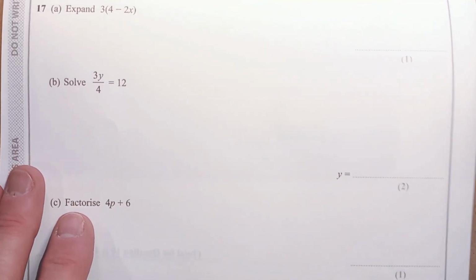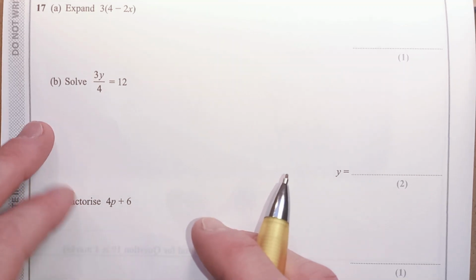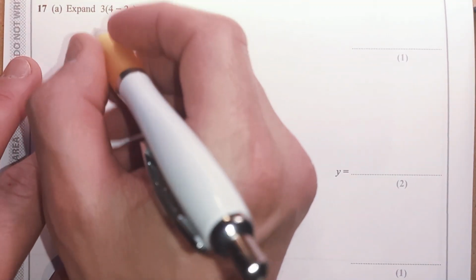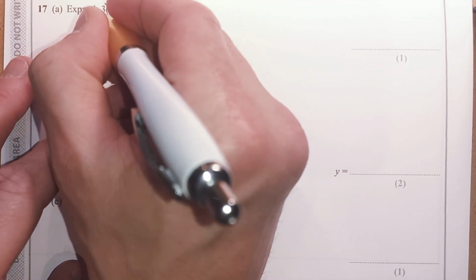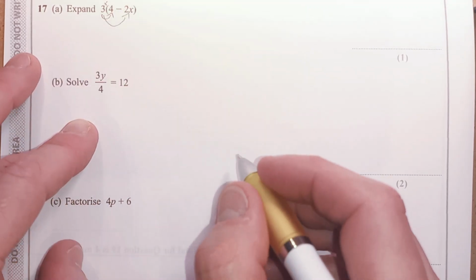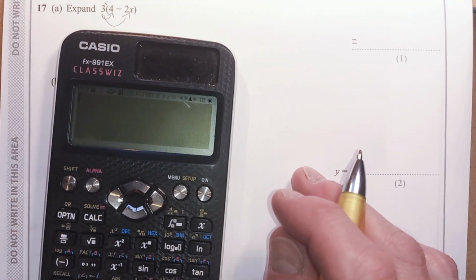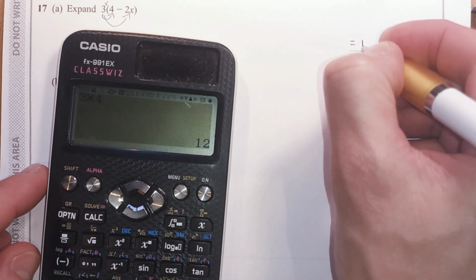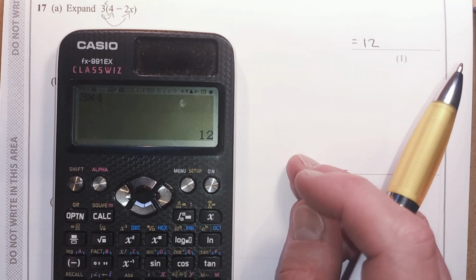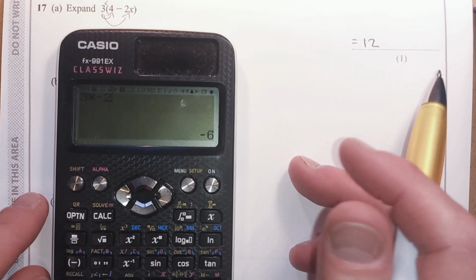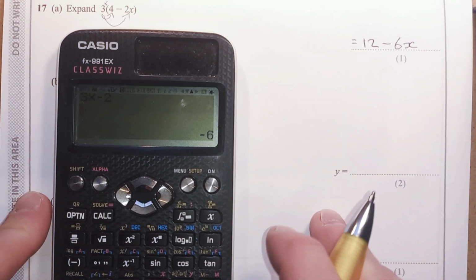Question 17. Let's see if I can fit the whole question on. Expand 3 brackets 4 minus 2x. So when we've got a number next to brackets, there's an invisible times in there. So we have to do 3 times the 4 and 3 times the minus 2x. So 3 times 4 is 12. And then 3 times minus 2x, well, 3 times minus 2 is minus 6. And we just keep the x on.